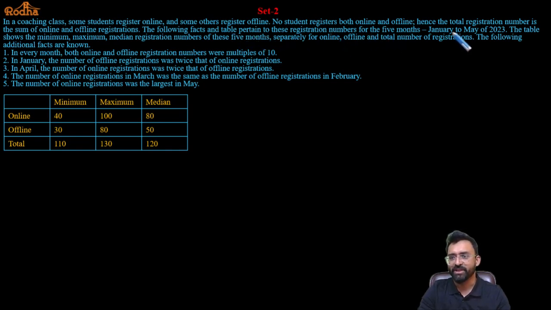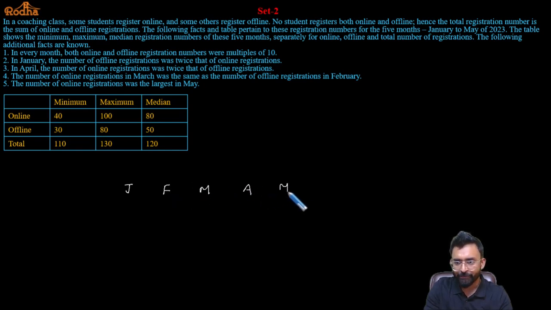For the 5 months January to March 2023. Okay, so this is the information which is telling us that January to March, 5 months. I'll write the 5 months here: January, February, March, April and May. Fine. And there is online, and there is offline, and this is total.